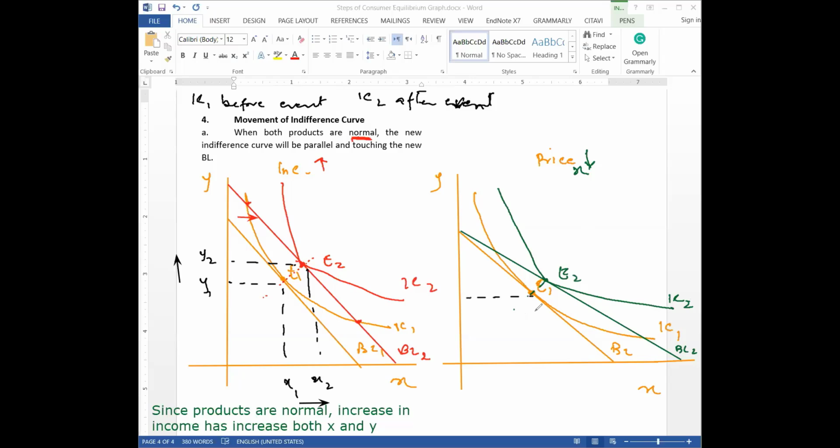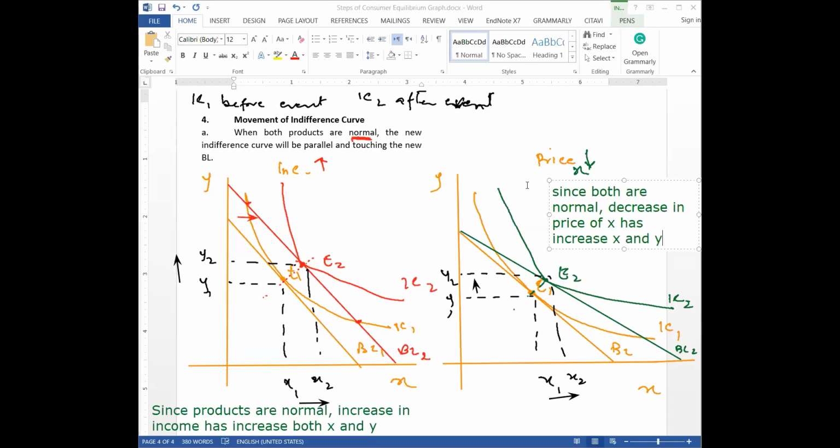So initially this was X1, Y1. This is X2 and Y2. So what has happened is that because of decrease in price of X, Y has increased and X has increased. So I will write it here. Since both are normal, a decrease in price of X has increased X and Y both.